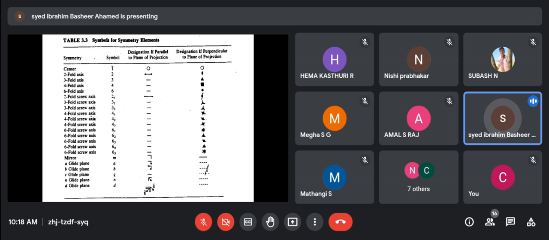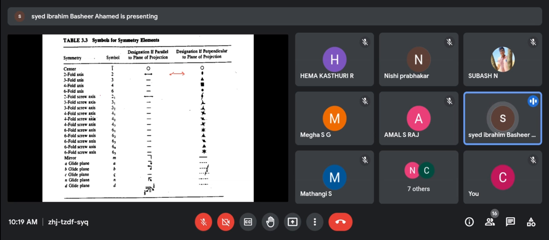Symbols of symmetry elements. I told you this is one bar. The designation is parallel to the plane of projection, like a circle. All right. So the two-fold axis is denoted with an arrow, just like this. An oval shape is a two-fold axis. The three-fold axis is a hyphen with a triangle. The four-fold axis is a hyphen with a square.